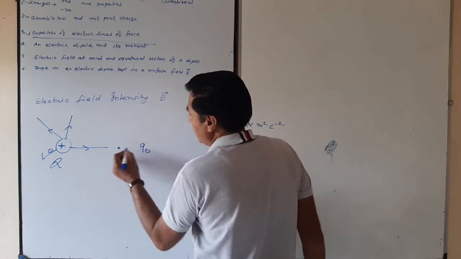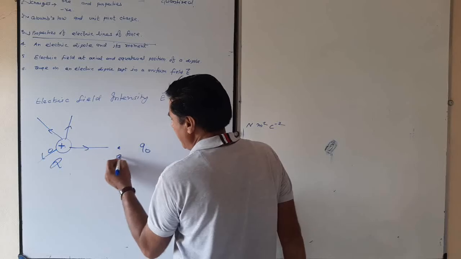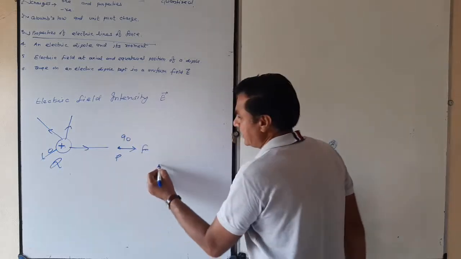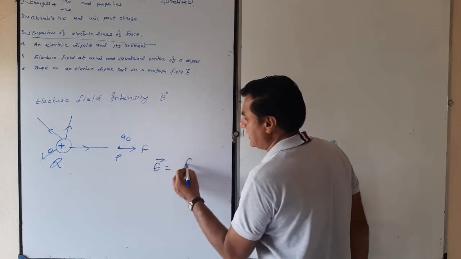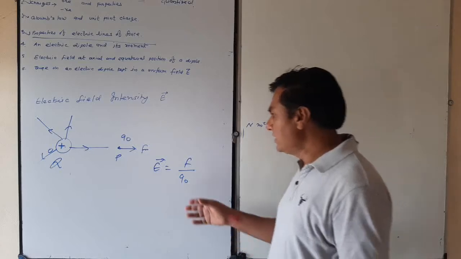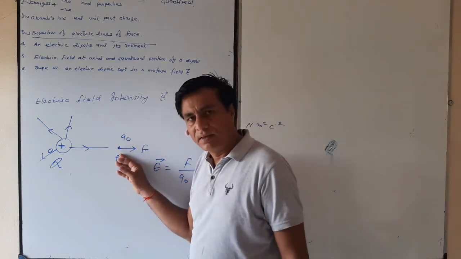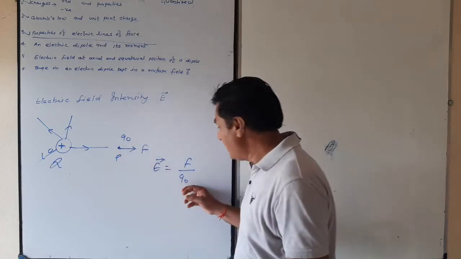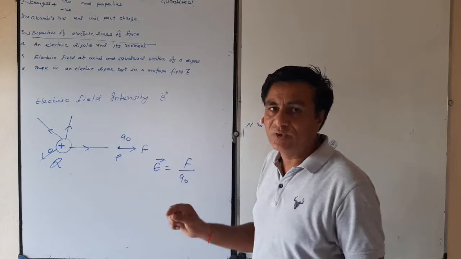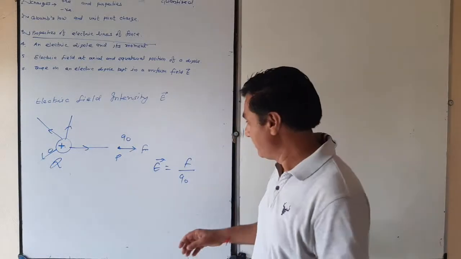Means if Q0 point charge is kept at point P and it experiences a force F, in that case the electric field intensity is F upon Q0. Here Q0 is the total amount of point charge kept at point 1. But if you divide by Q0, it means how much testing charge? Only a unit point charge, by dividing.